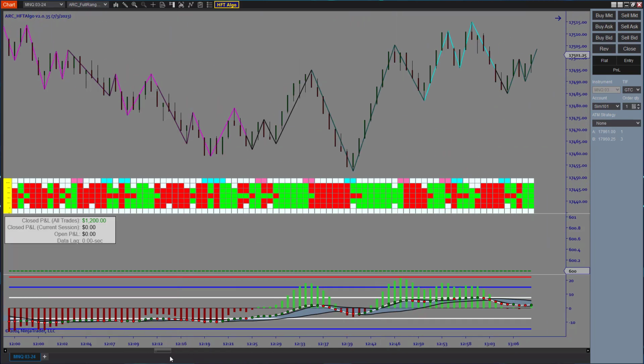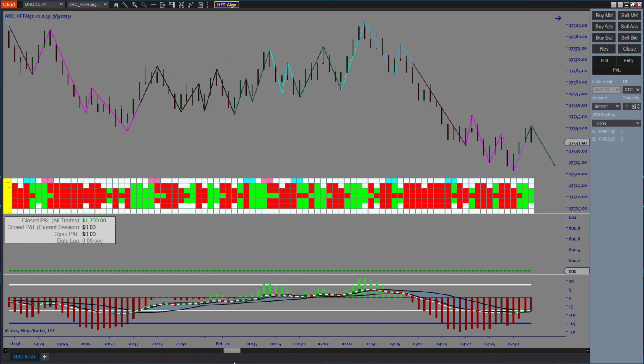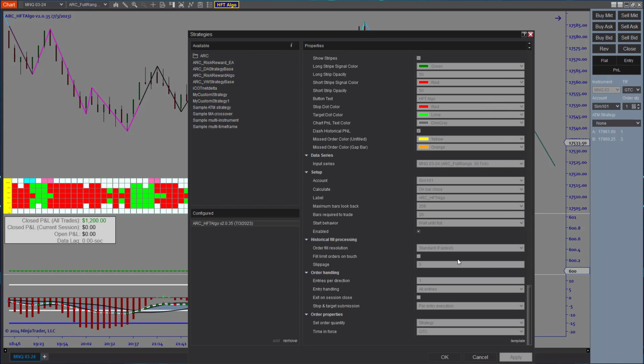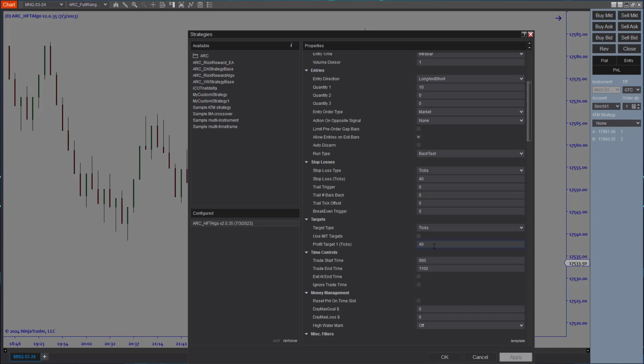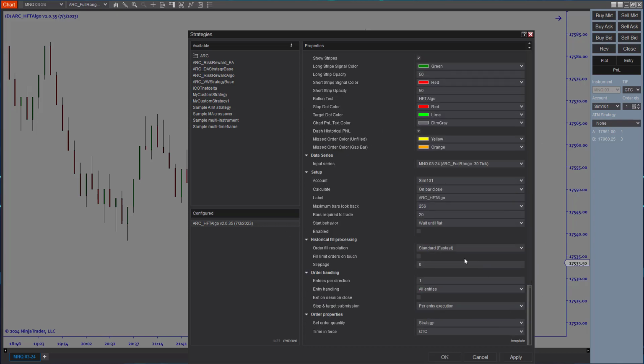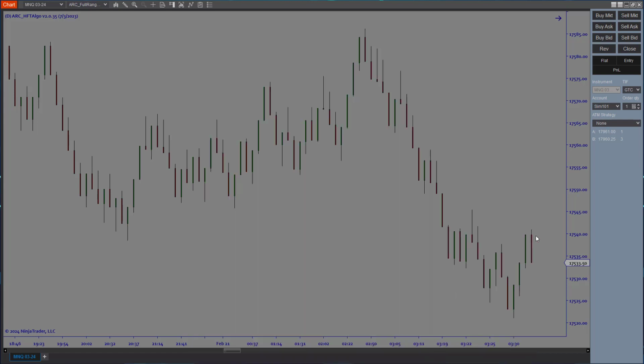Probably some room to even run a little bit more. Let's go 1.5 targets and see what that looks like next. So we will do that. And then let's go to 60 ticks target, see if that's any better. And we'll run it that way now. And then next, we'll run it at 70 because that seemed kind of like a magical number for this chart.